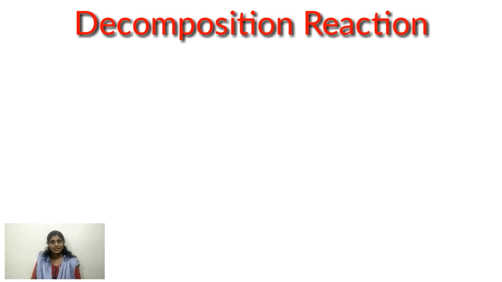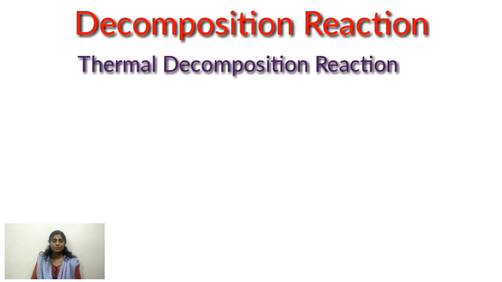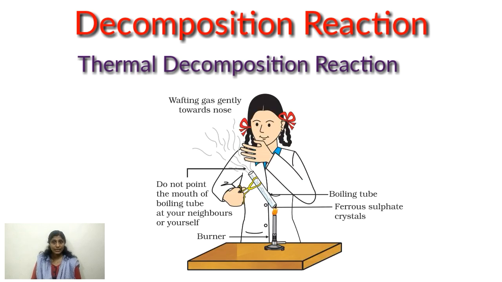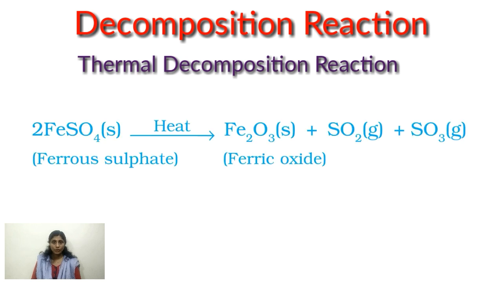Decomposition reactions are of three types. First one, thermal decomposition. When a decomposition reaction is carried out by heating, it is called a thermal decomposition reaction. For example, when ferrous sulfate is heated strongly, it decomposes to form ferric oxide, sulfur dioxide and sulfur trioxide. Equation: 2FeSO4 solid, heating, to get Fe2O3 solid plus SO2 gas plus SO3 gas.